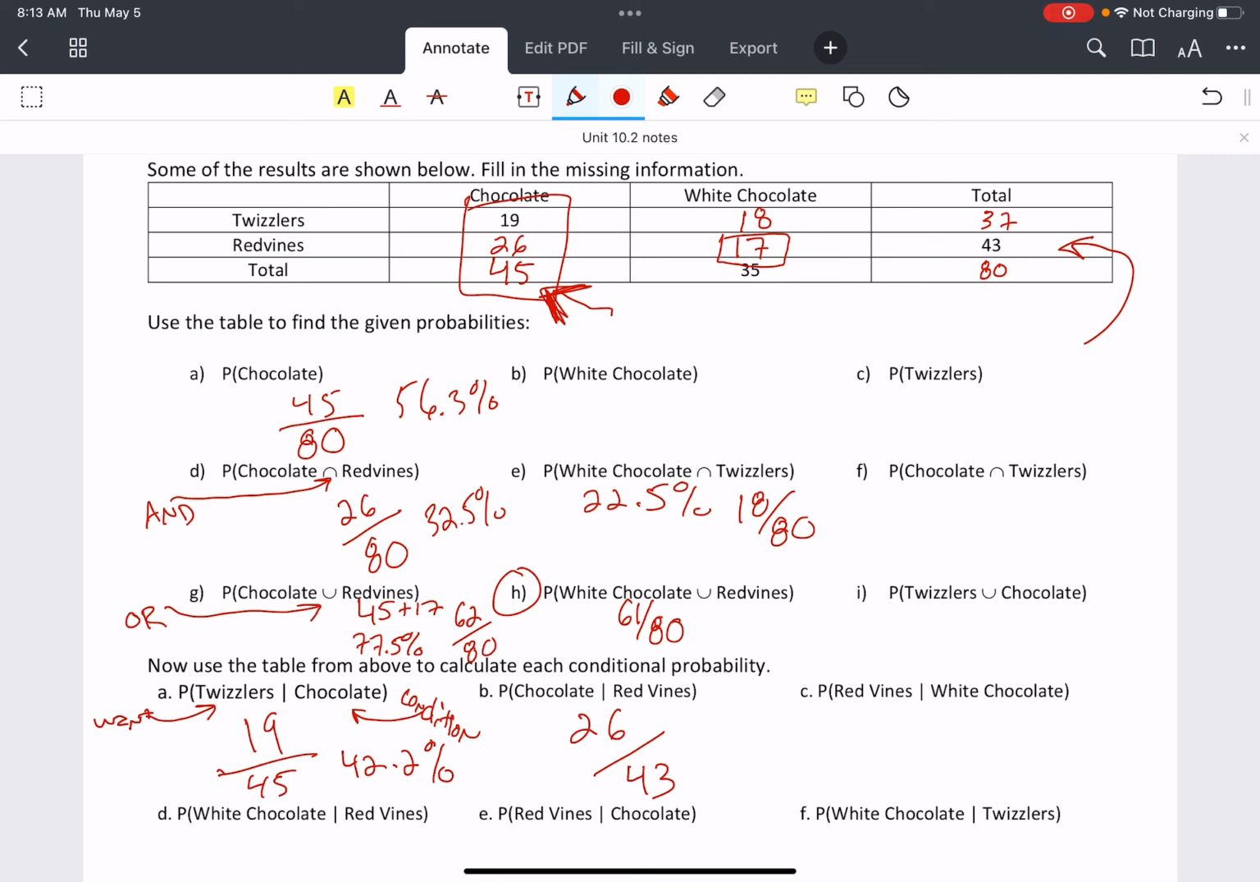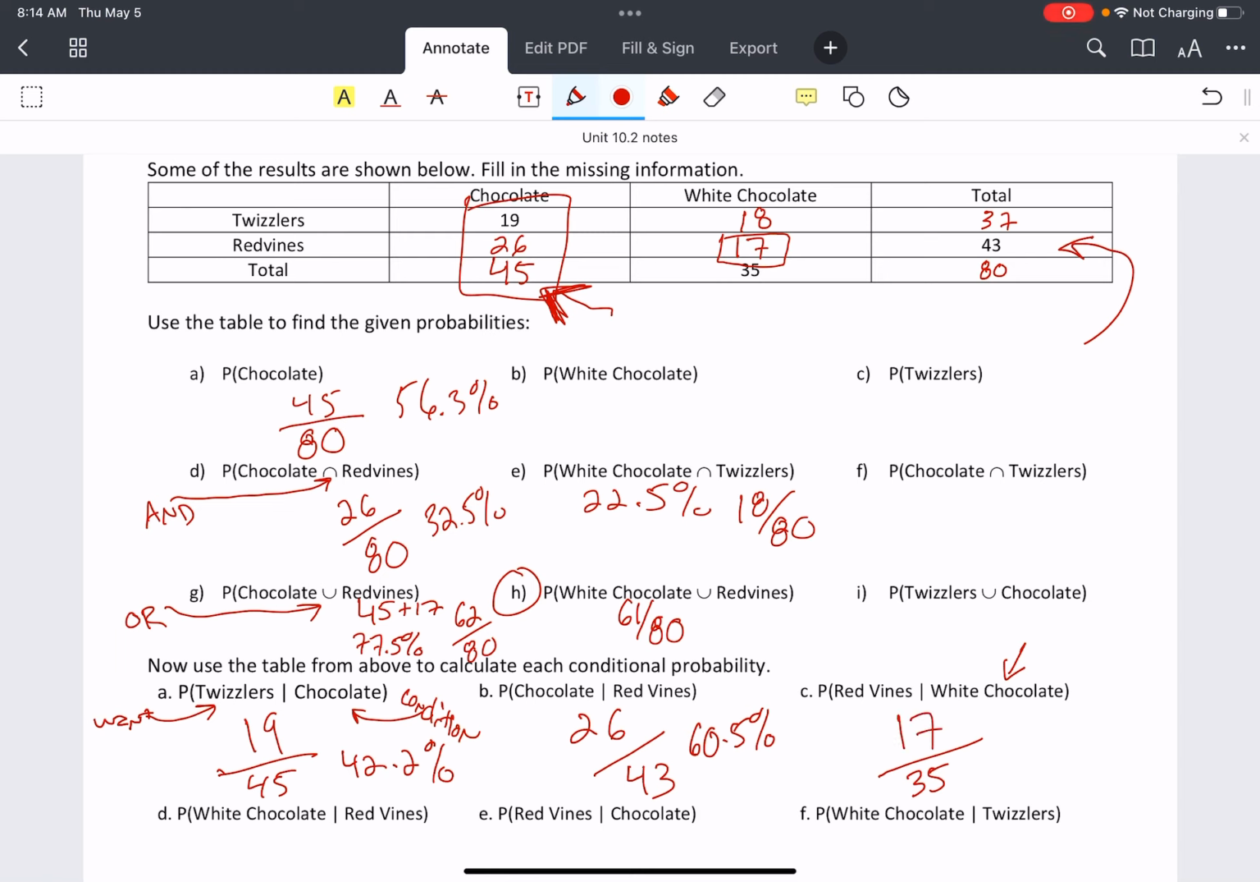Let's do one more together, and then I think you guys are ready to try some on your own. Okay, so the condition is the white chocolate. So I know they're among the people that chose white chocolate. So what's my new total? Yeah, 35. Good. So then out of those 35 white chocolate fans, I want to know what's the chances they chose Red Vines. So is my numerator the 17 or the 18?